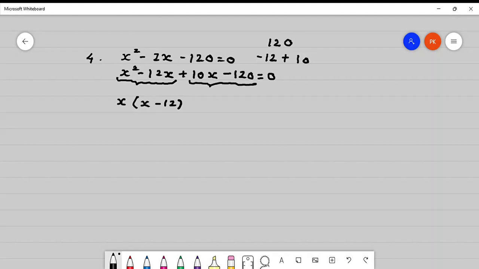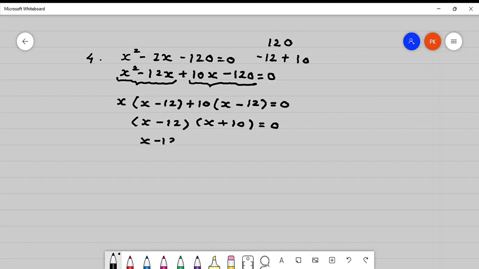Now from these two terms, first of all, take this positive sign out. From 10x and 120, what can you take common? 10. So here x will remain and minus. From 120, 10 has come out. So 12 will remain here. Which means the two factors are x minus 12 and x plus 10. Now equate each factor to 0. x minus 12 is 0, which gives x is equal to 12, or x plus 10 equal to 0, which gives x is negative 10.